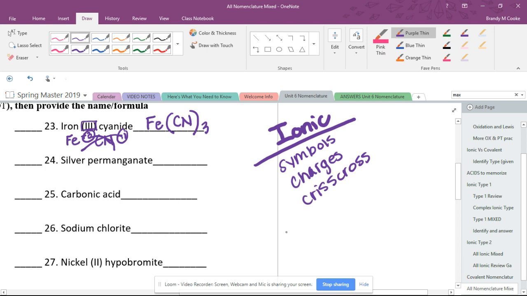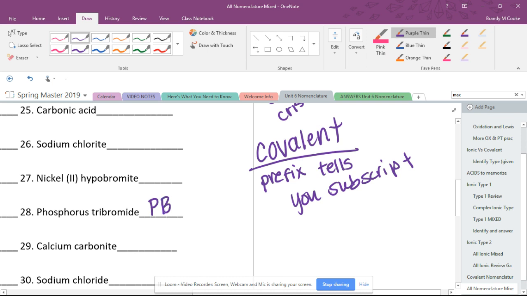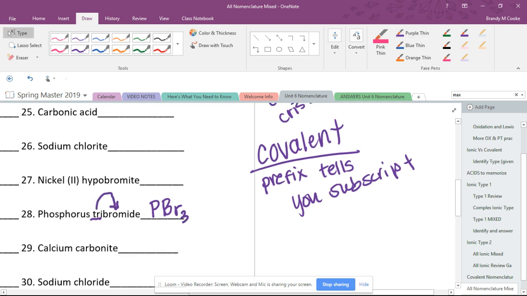And then if we have covalent, I'm always going to basically make the subscript whatever the prefix is. So prefix tells you the subscript. For example, here we have phosphorus tribromide. So phosphorus is P. If there's no prefix, then there's only one of them. Bromine is Br, and he has tri in front of him. So that means tribromide is 3 bromine atoms. And that's it. So again, that's super duper easy.